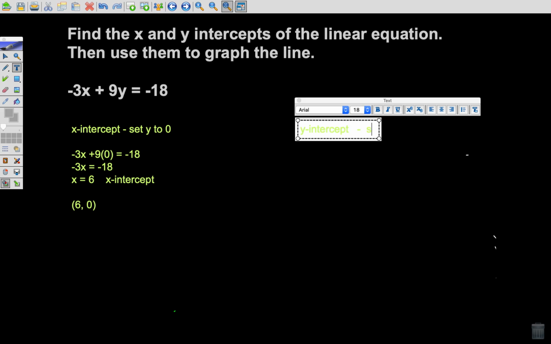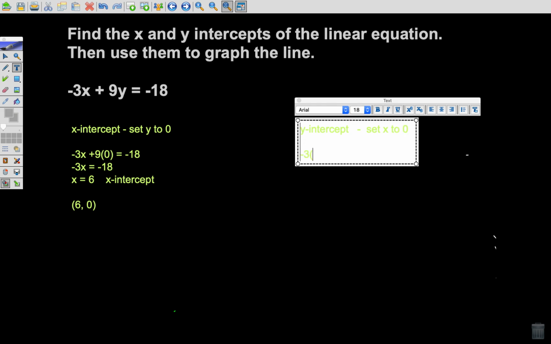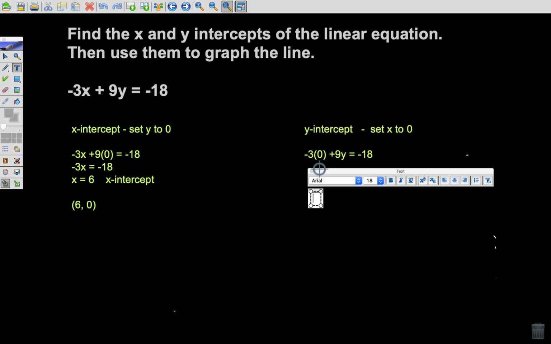We're going to set x to 0 in the same equation. So we're going to get -3, and it's going to be times 0. Then we're going to add the 9y, and that equals -18. All right, so we plug in 0 for the x so that we can solve for y. Hence, we have the y-intercept.